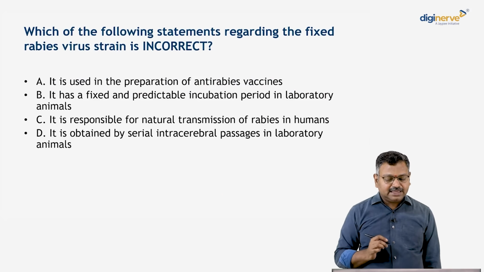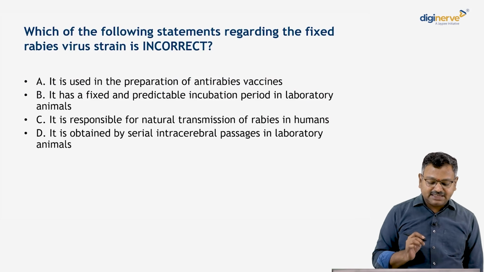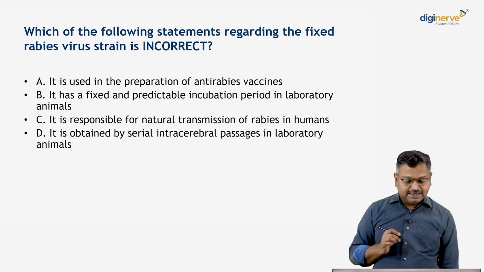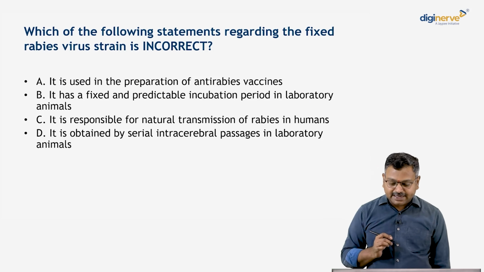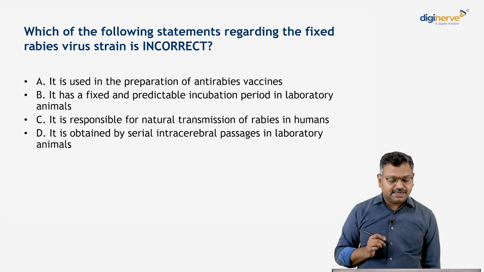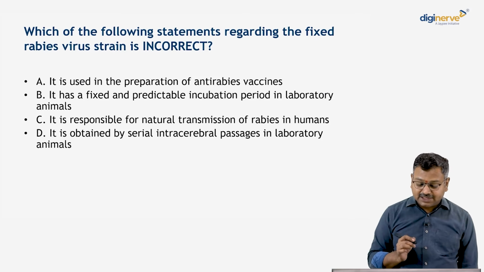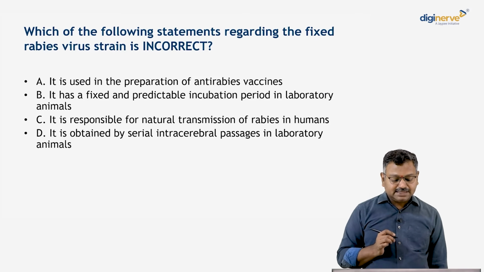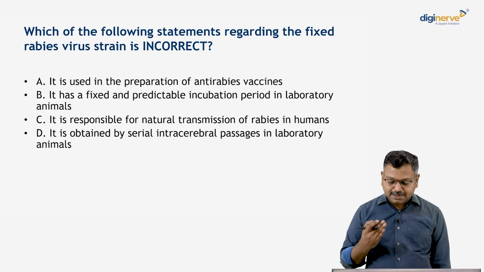Now, which of the following regarding the fixed rabies virus strain is incorrect? It is used in the preparation of anti-rabies vaccine. It has a fixed and predictable incubation period in laboratory animals. It is responsible for the natural transmission. It is obtained by serial passages through intracerebral passages.